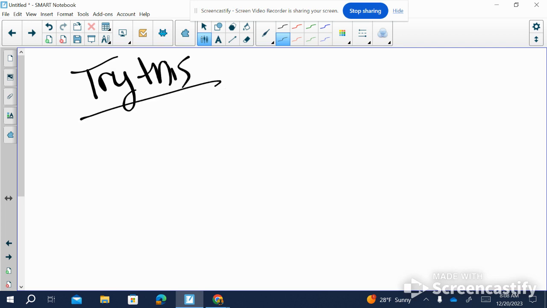All right, so I want you to write the recursive formula for this sequence. So I encourage you to pause, try it, and then play it to make sure that you got it right.